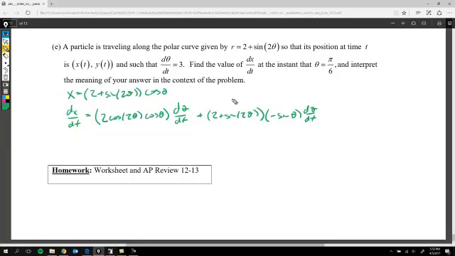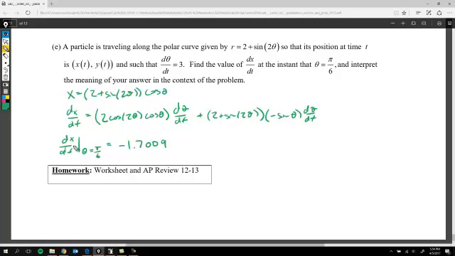Well, they asked us to evaluate when theta is pi over 6. So I'm going to plug theta in. Every time I see theta, I'm going to plug in pi over 6. Every time I see d theta dt, I'm going to plug in 3 because that's what they gave me. I guess that's constant. And you can do that in your calculators. You end up getting negative 1.700. You know what? I'll put another decimal there because of all the zeros. So I get negative 1.7009.